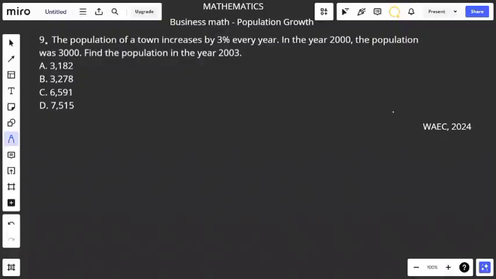Question number 9 on business math, population growth. It says the population of a town increases by 3% every year. In the year 2000, the population was 3,000. Find the population in the year 2003.